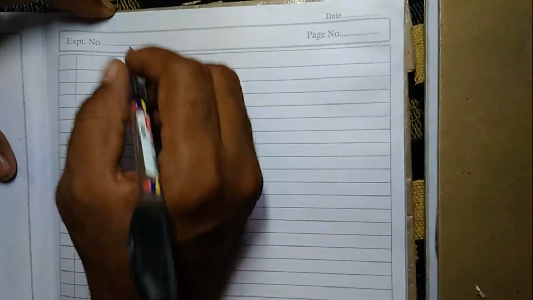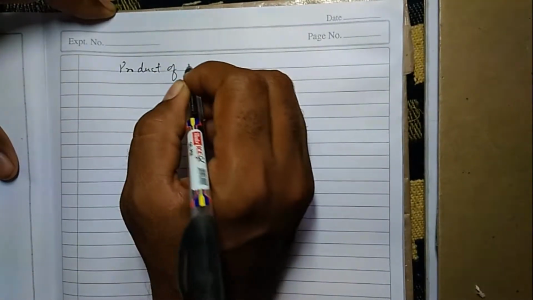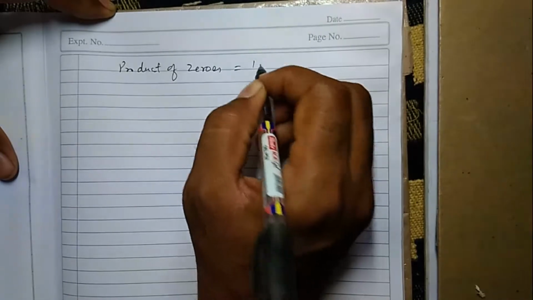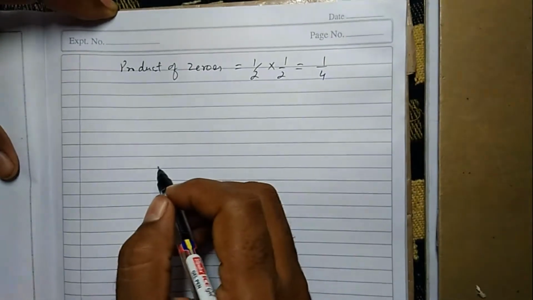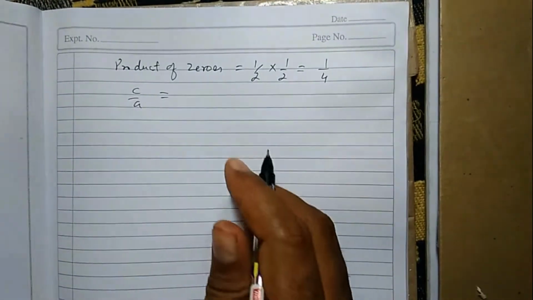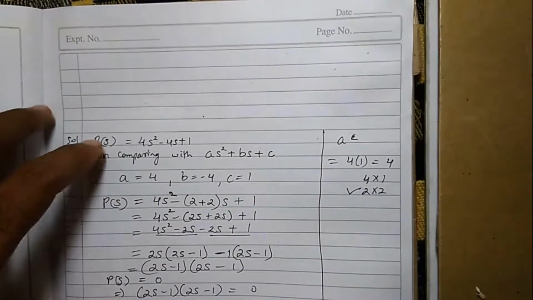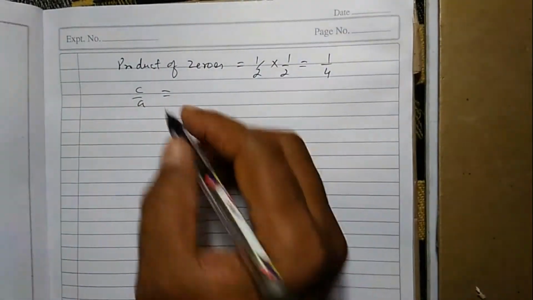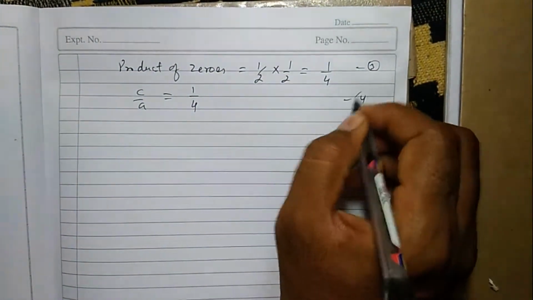Now again, the product of zeros: half into half, and you will get it as 1 upon 4. Now also c upon a equal to, as you know, c was 1 and a was 4, so we will write 1 upon 4. This is equation 3, this is equation 4.